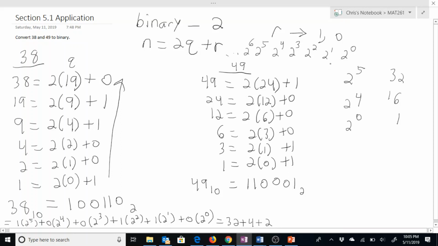So that's an example of using binary to write numbers. And certainly hexadecimal numbers are the same exact concept. We would though be using a base of 16, which means the remainders can be any number between 0 and 15. But that's the general idea of how to do that.